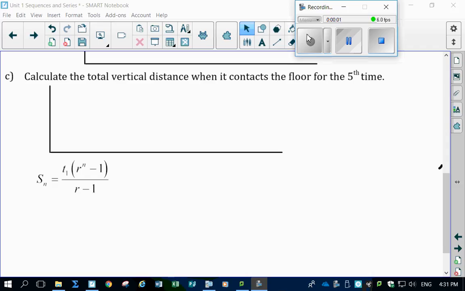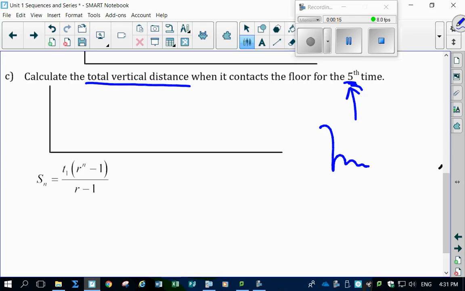Last question to do. Calculate the total vertical distance now when it actually only travels 5 bounces. Unlike the other one, it's not like wait till it goes all the way. So you're going to get a bounce, and it's bounce and bounce and gets less and less and less and starts to roll. That would make it infinite. We're not after infinite anymore. We're talking the 5th bounce.